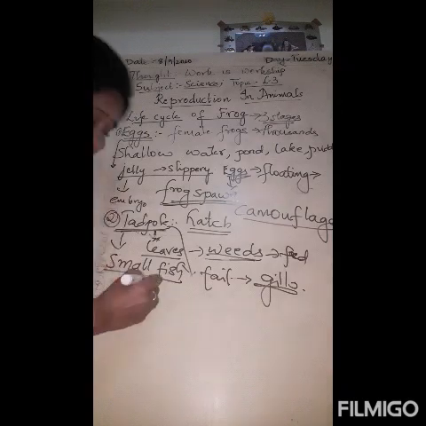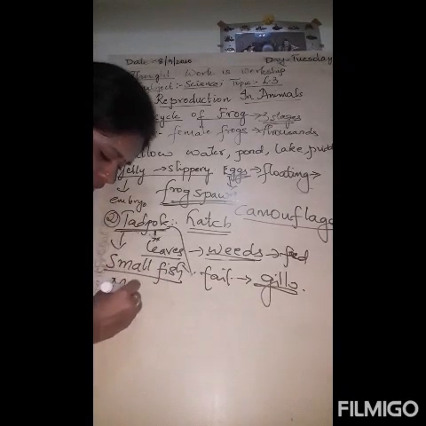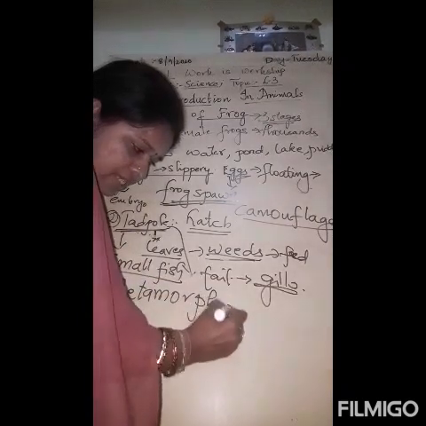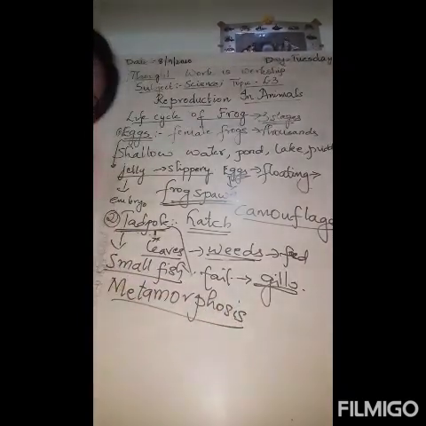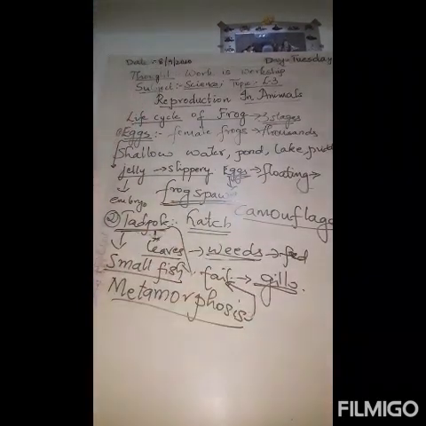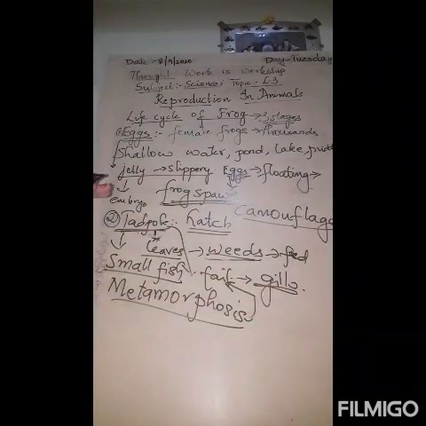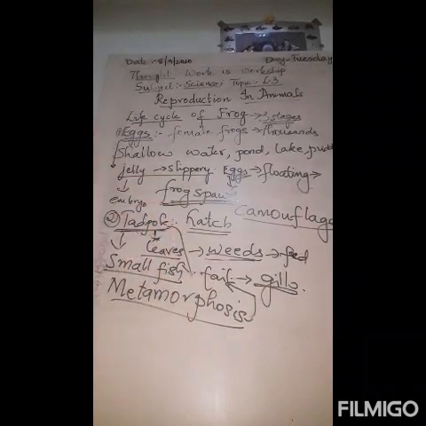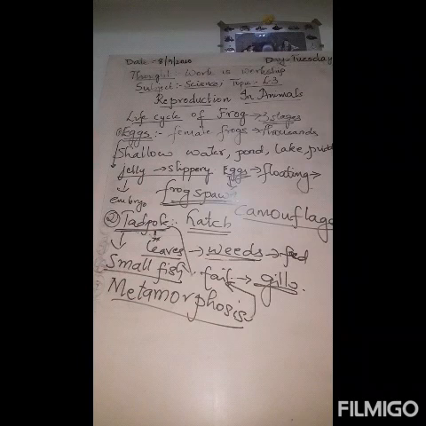Metamorphosis, M-E-T-A-M-O-R-P-H-O-S-I-S. When the metamorphosis stage takes place, at that time the tail will be completely lost. Understood? The tail will be shed off.